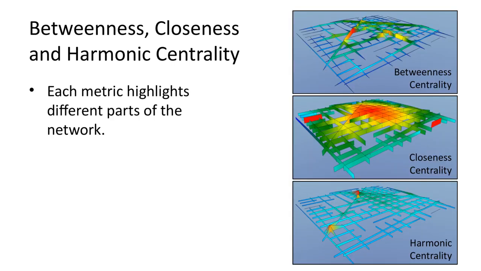The images show the results from performing a centrality analysis on the same network, using the three metrics: betweenness, closeness, and harmonic centrality. As can be seen from the images, each metric highlights different parts of the network.